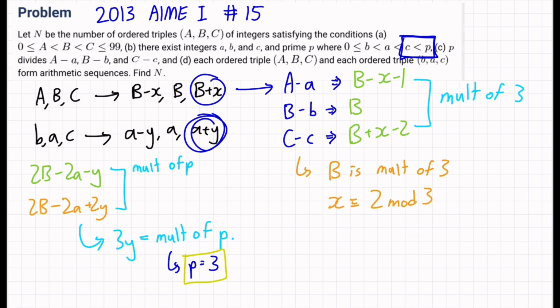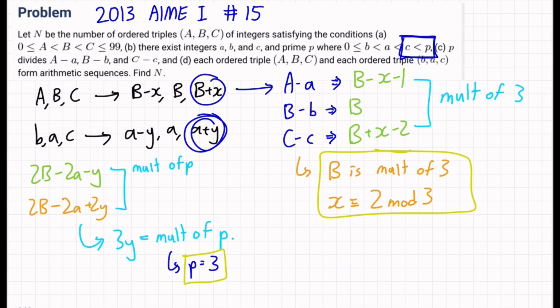Let's do this in yellow. b is a multiple of 3 and x is 2 mod 3. So with this information, all that's left for us to do is to just see what n is, right? How many triples are there?